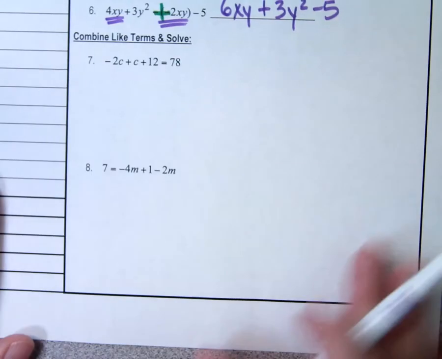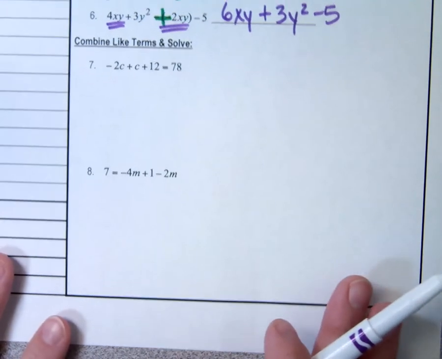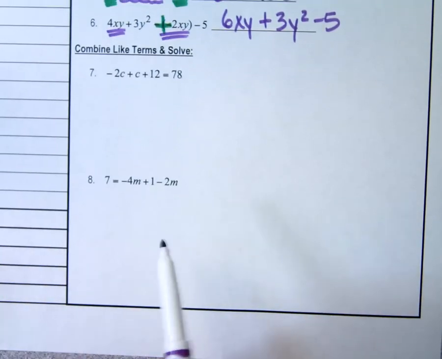Okay, so now we're going to be solving equations, which we've done this before. It's just now we're going to combine like terms if we have them on the same side of the equals.